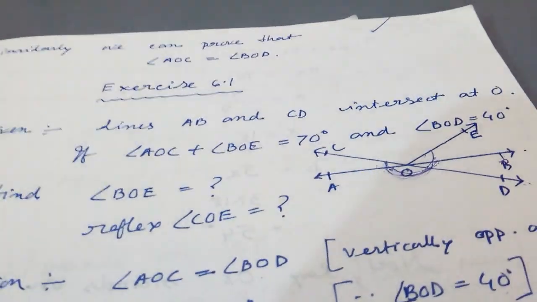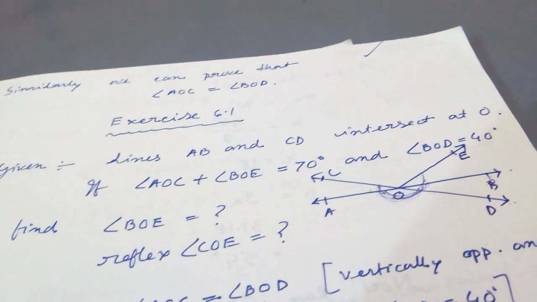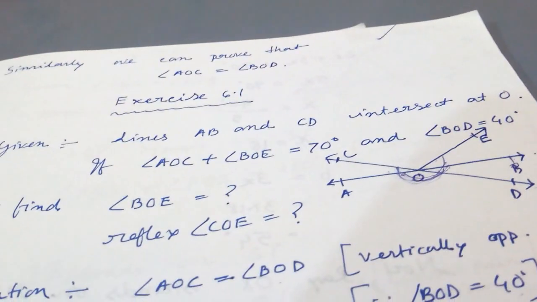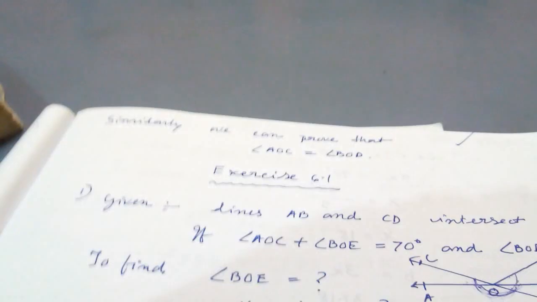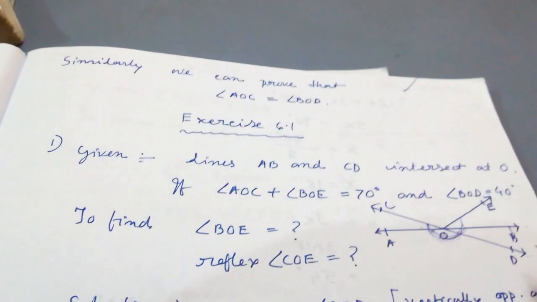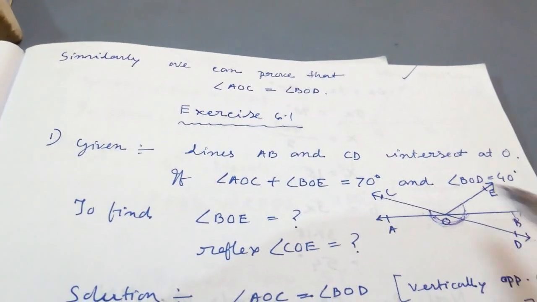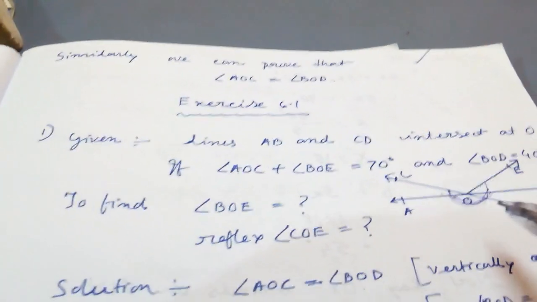At first, you read the question from the book. Then, what is given, you write what is given and what to find. Given that lines AB and CD intersect at a point O.